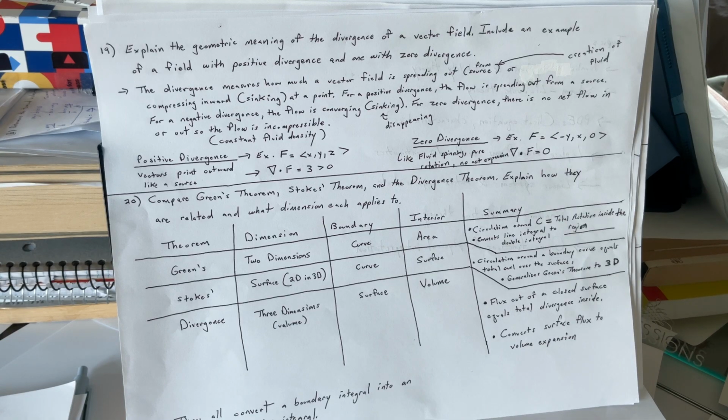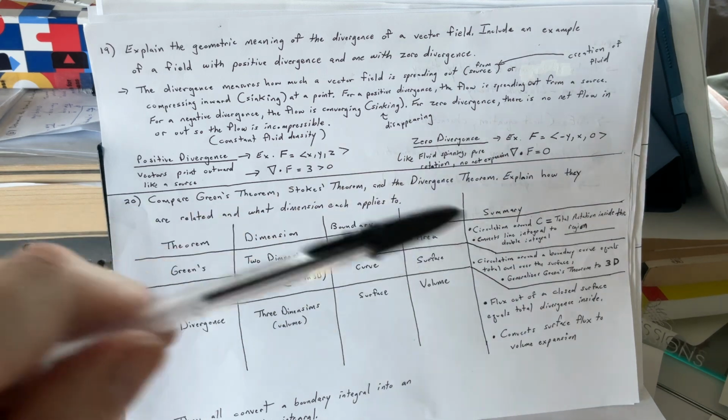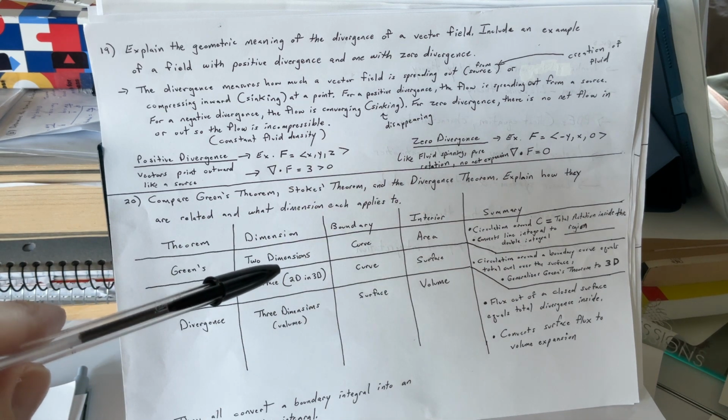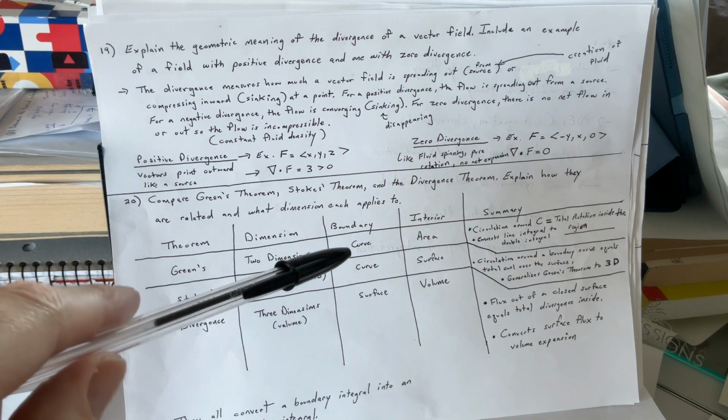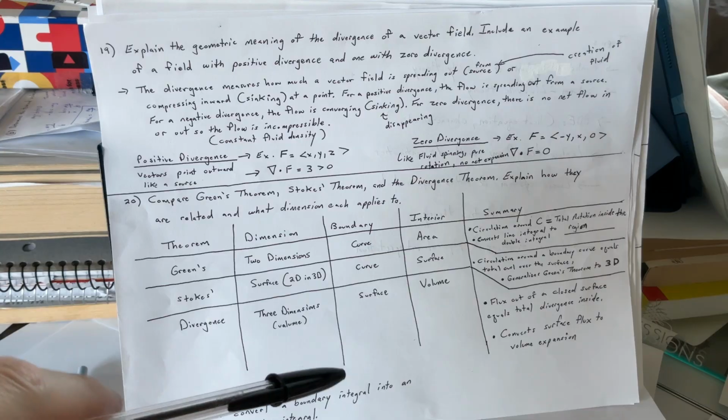20 as well. 20 is also conceptual. For 20, they want you to compare Green's theorem, Stokes' theorem, and divergence theorem, explain how they are related and what dimension each applies to. Okay, so let's go over these. So just setting up a chart here. Theorem, dimension, boundary, interior, summary. So Green's, do this first. 2 dimensions, bounded curve. Area, that's interior.